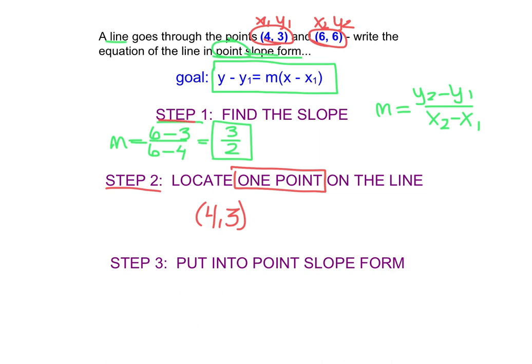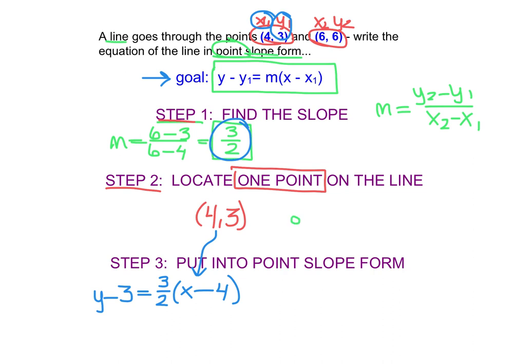Then from here, I'm going to put that into point-slope form. So I'm going to start with my equation here. I'm going to take y minus the y-coordinate of the point I picked, which is 3, is equal to my slope, which I found earlier, of 3 over 2, parenthesis, x minus our x-coordinate, which is 4. So if we pick this point, this will be our equation.